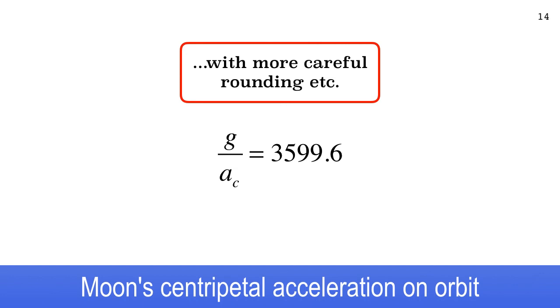And 60 is the ratio of distances: from the center of the Earth to the surface of the Earth, where the apple is, and then from the center of the Earth to the center of the moon, where the moon is. That's a ratio of 60. The distance to the moon is 60 times the distance from the center of the Earth to the surface of the Earth, where the apple is. So 60 squared and this ratio of accelerations were pretty close. So a lot of people think that's why he came up with the idea of r squared in the denominator for the law of universal gravitation.